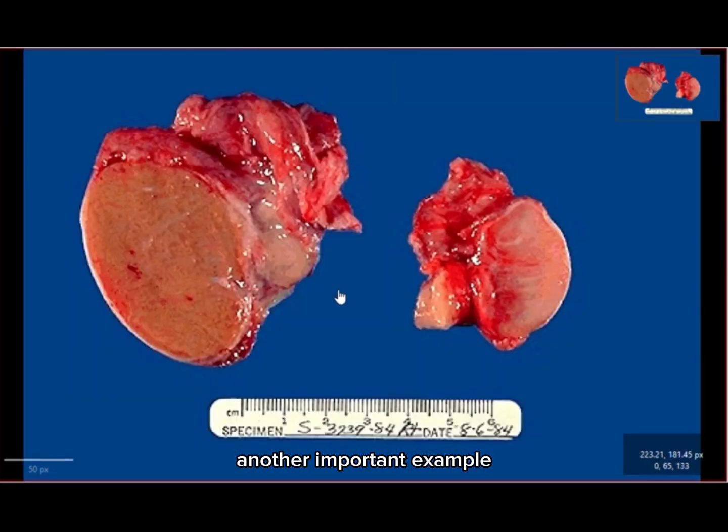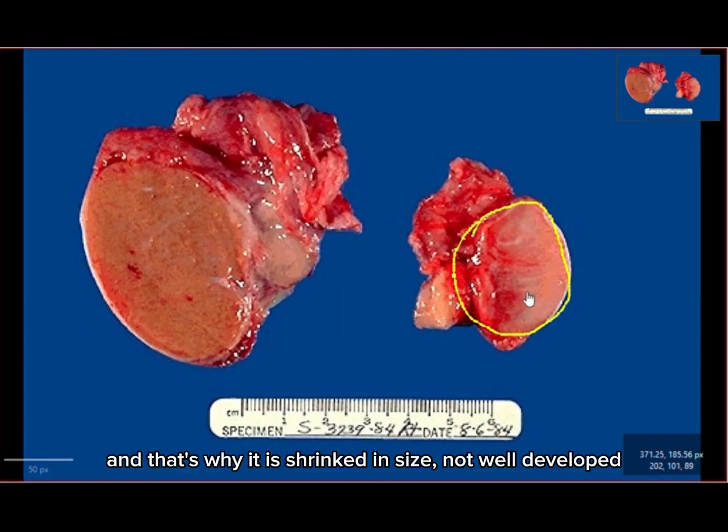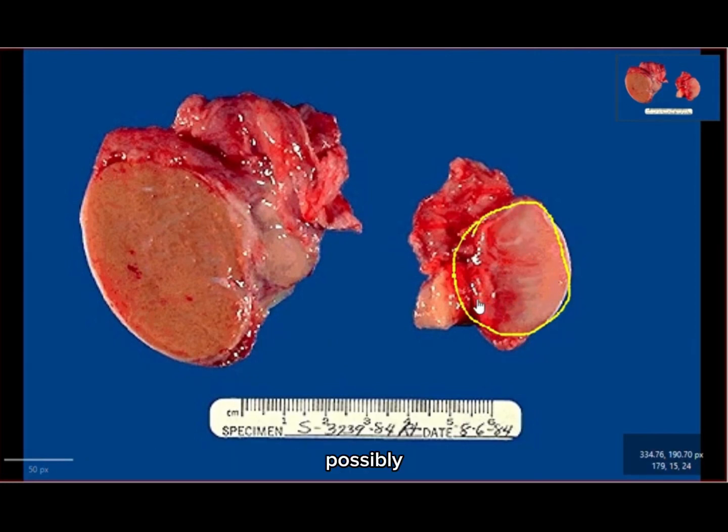Another important example is an example of testis. All the hormonal environment, the nutritional environment, the temperature environment was suitable for this testis. It developed, it attained a normal size. But on the other hand, this is an atrophic testis which could not descend from the abdomen to the scrotum on time, and that's why it is shrunken in size, not well developed, most probably because the environment in the abdomen was not suitable for the growth of the testes.